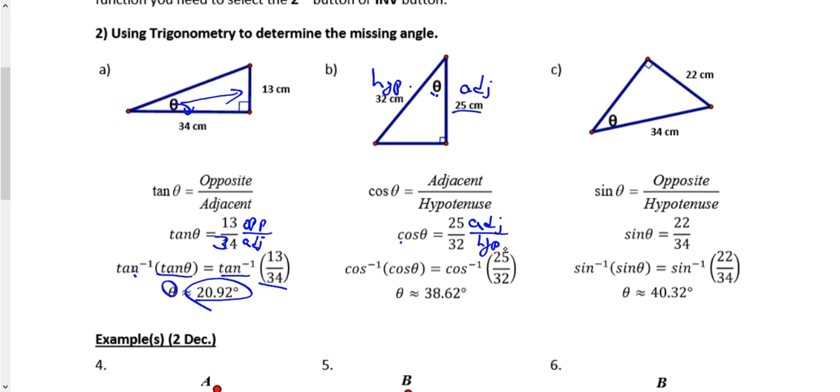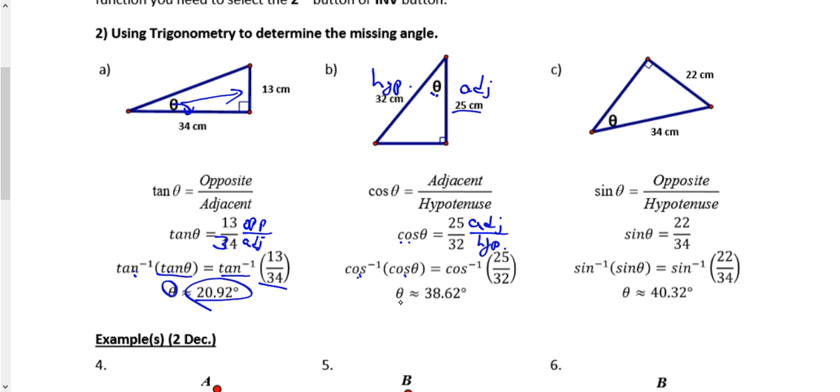But again, I want theta, so I've got to undo taking cosine. So what do I use? Inverse cosine of both sides, right? Inverse cosine of the cosine of theta is going to equal the inverse cosine of 25 over 32. What's the inverse cosine of the cosine of theta? Theta. Calculators, inverse cosine of 25 over 32. Make sure you can get that. Everybody get 38.62?